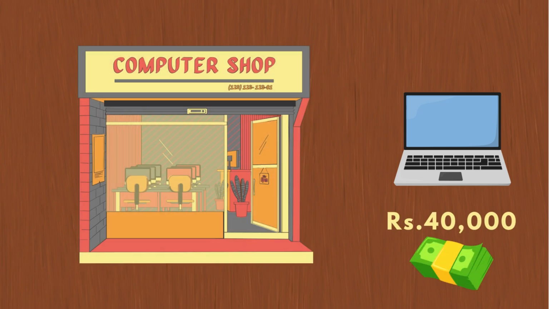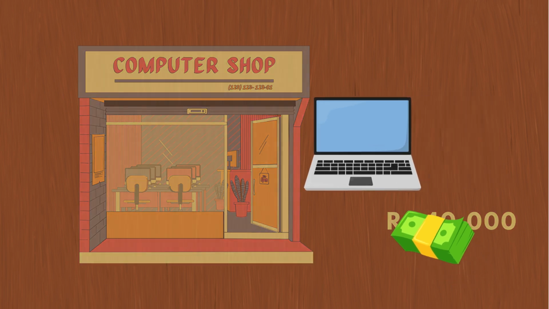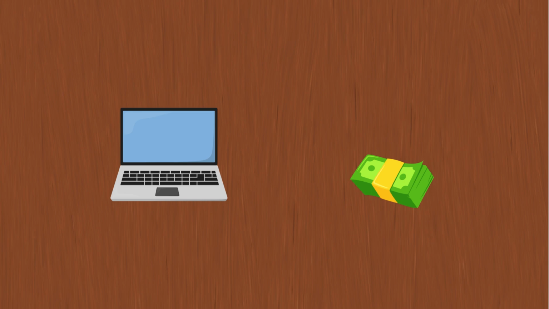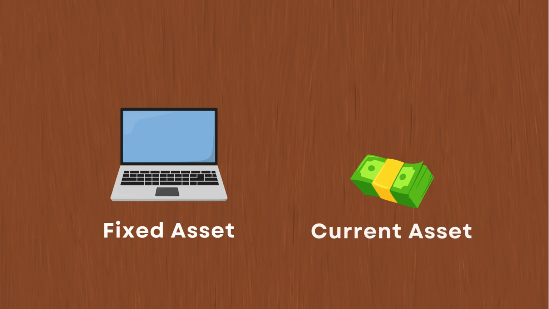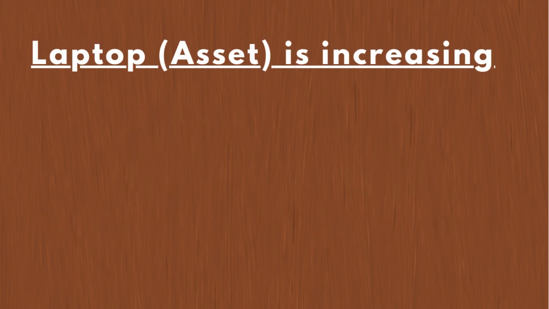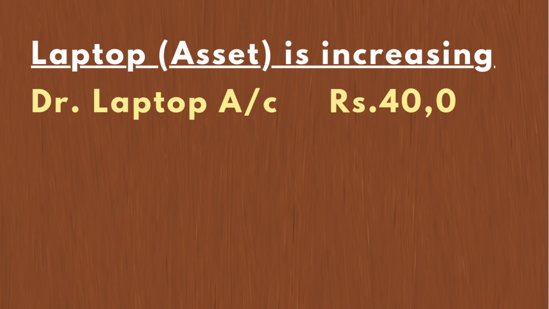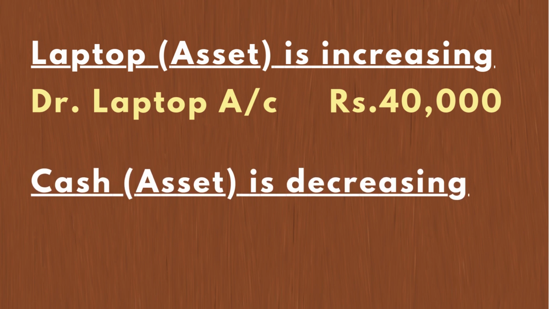In order to pass this accounting entry in your books, you need to find out the 2 accounts that are affected by this transaction. In your accounts, the 2 accounts that are affected are laptop and cash. Both these accounts are assets. Laptop is a fixed asset and cash is a current asset. As the laptop, which is an asset, is increasing, you need to debit the laptop account by rupees 40,000. On the other side, your cash balance, which is also an asset, is decreasing. You need to credit the cash account by rupees 40,000.